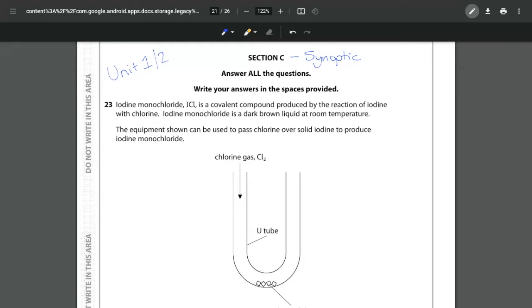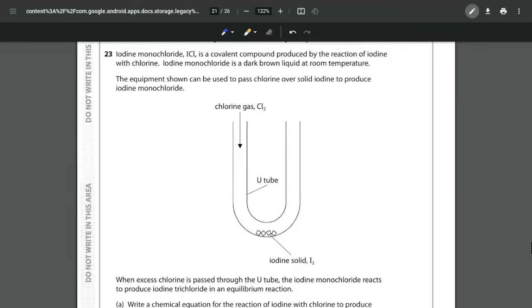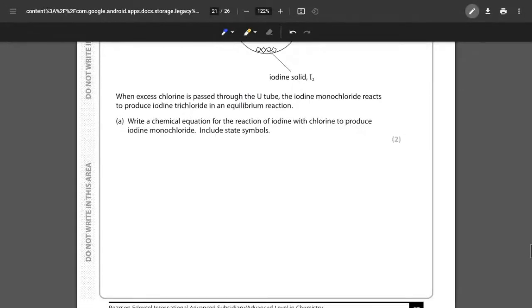So for this question, we have got iodine monochloride, which is ICl. We are told that it is a covalent compound that is produced by the reaction of iodine with chlorine. It is a dark brown liquid at room temperature, and the equipment here, our U-tube, can be used to pass the chlorine over the solid iodine to produce the iodine monochloride. And you notice here that they say chlorine gas as well. When the excess chlorine is passed through the U-tube, it reacts and we can get iodine trichloride in an equilibrium reaction. So this part here will come into play more as we go through the question.